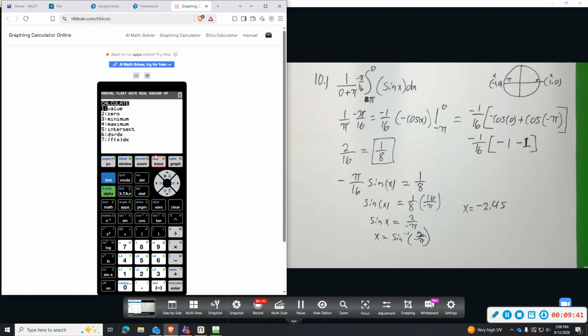Second, trace, option number 5. And I'm just going to move over closer to the second intersection point, and just hit enter for first curve, enter for second curve, and enter for guess, and it gives me an intersection of negative 0.69.